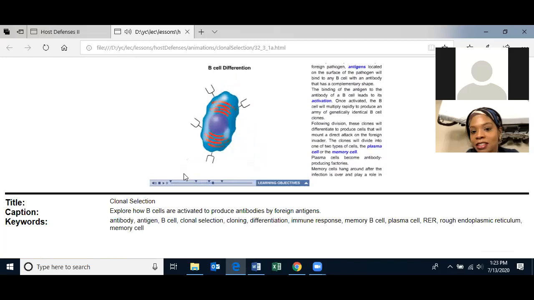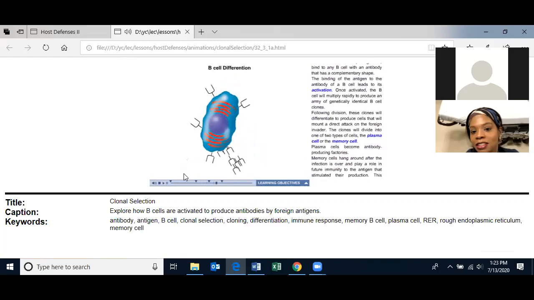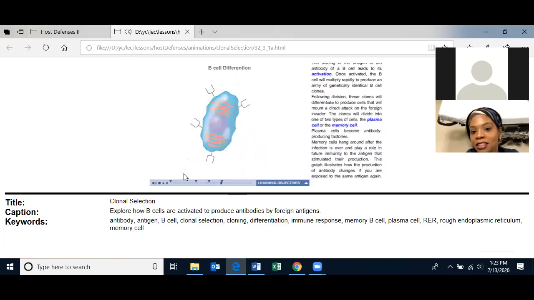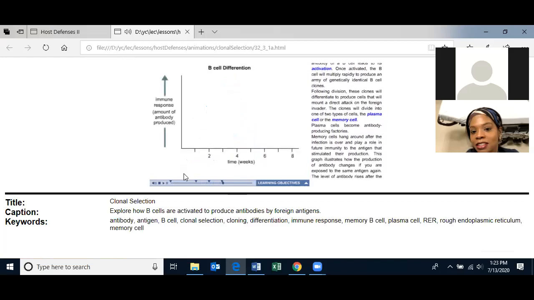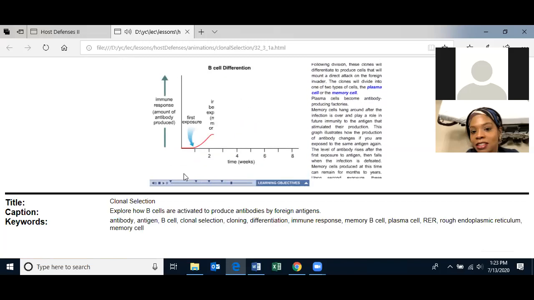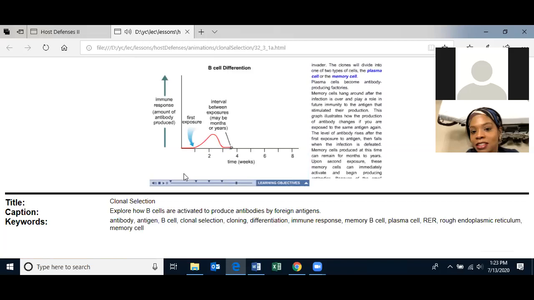Plasma cells become antibody-producing factories. Memory cells hang around after the infection is over and play a role in future immunity to the antigen that stimulated their production. This graph illustrates how the production of antibody changes if you're exposed to the same antigen again. The level of antibody rises after the first exposure to antigen, then falls when the infection is defeated. Memory cells produced at this time can remain for months to years.